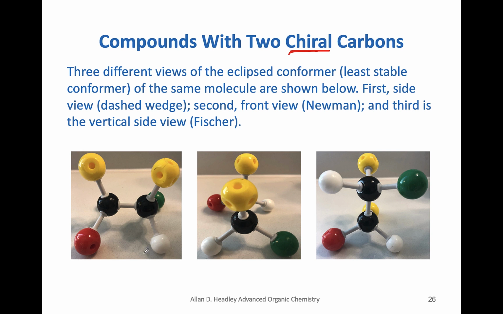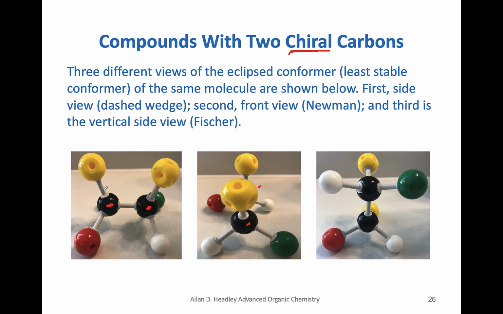So here we have 3 representations of the molecule, or ball and stick. Here's a carbon with 4 different groups: yellow, red, white, and of course this is another group. Here's a carbon which has yellow, green, and white, where green is on the back, white is in the back. So we have 1, 2, 3, and all of this is another group. So we have 2 chiral carbons here. One is in front, and that's in the back.